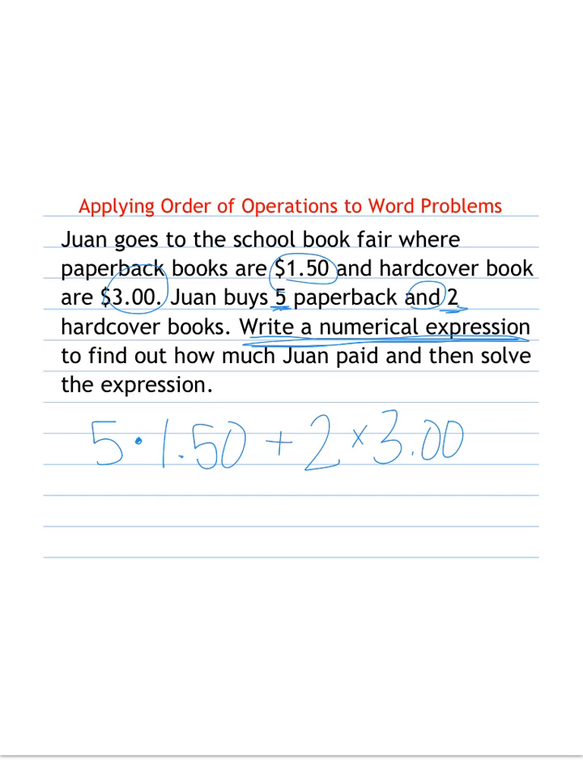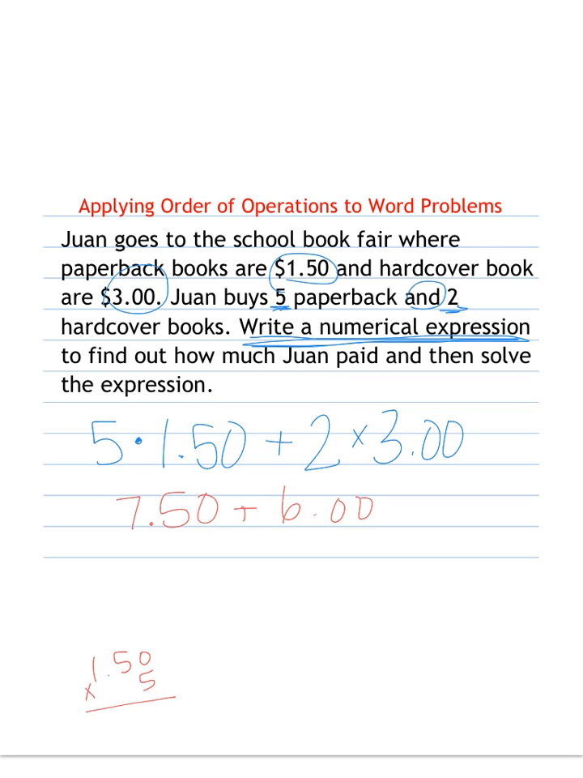We take 5 times $1.50. Now on here, if you needed to go and do our multiplying decimals that we did last unit, that would be a great idea. 5 times $1.50 is $7.50. Again, I'm just working left to right on my multiplication. 2 times 3 is 6. I'm just keeping all of my decimal points in there so they line up well.